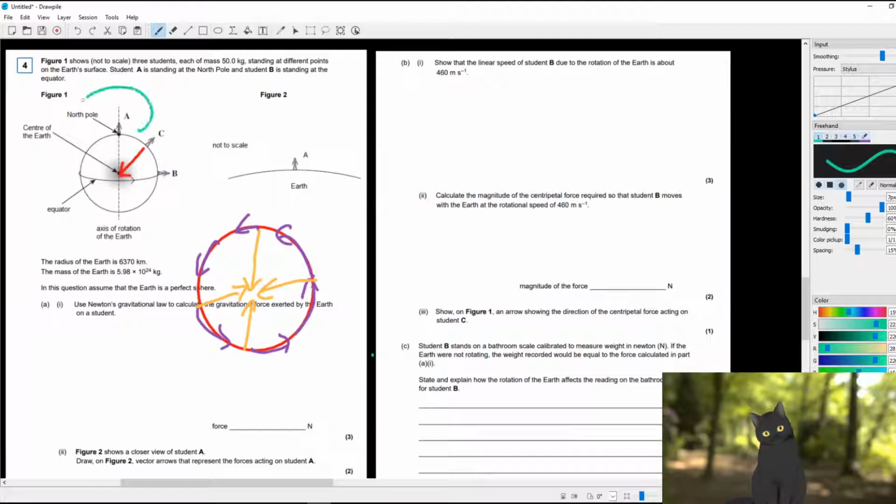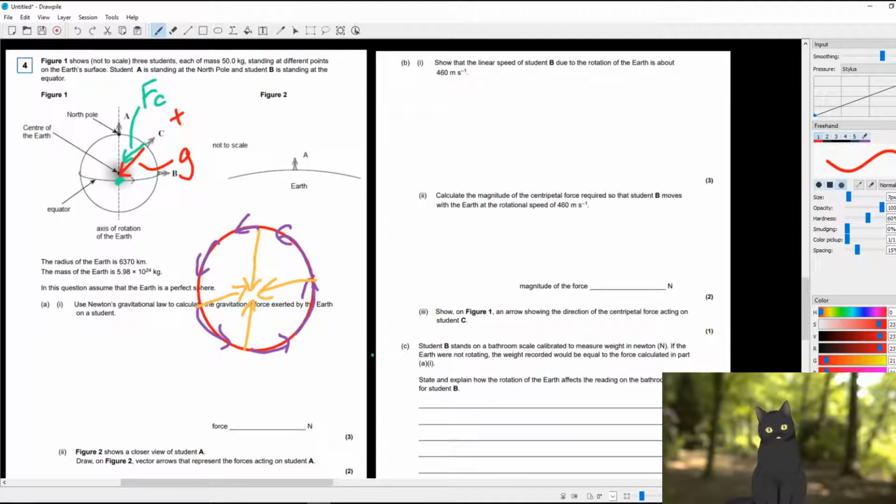Because Earth spins around, it will cause C to be spun around since it's attached to the surface of Earth, right? So therefore, with the rotation, it will have a second centripetal force pointing to the center of Earth. So this one will be centripetal force due to the spinning, and then the other will be gravitational field strength due to gravity. So these two add together, you get the weight that is measured.